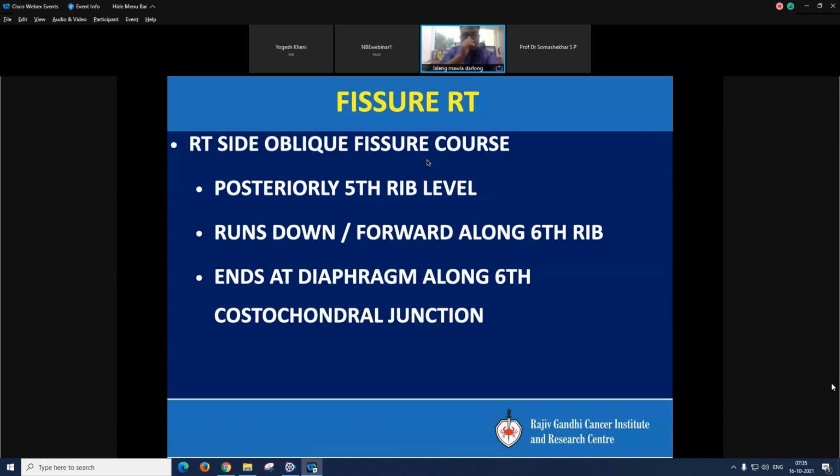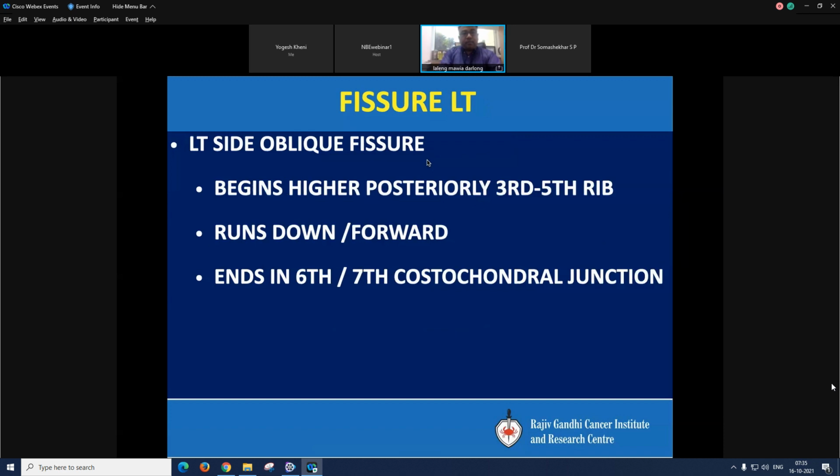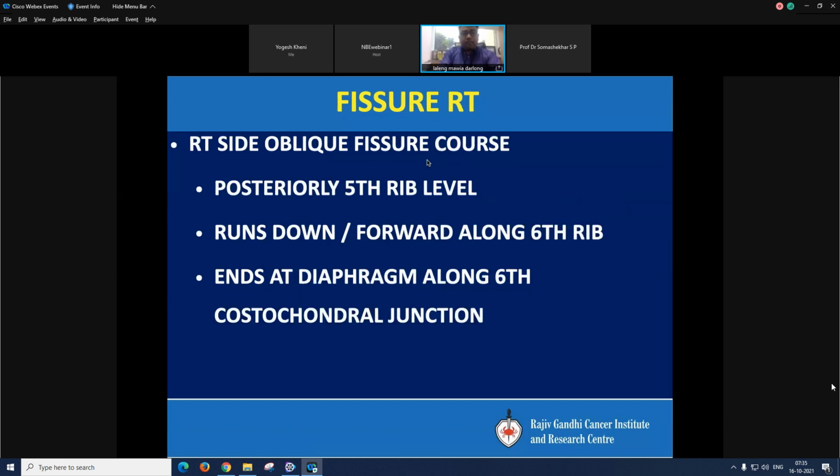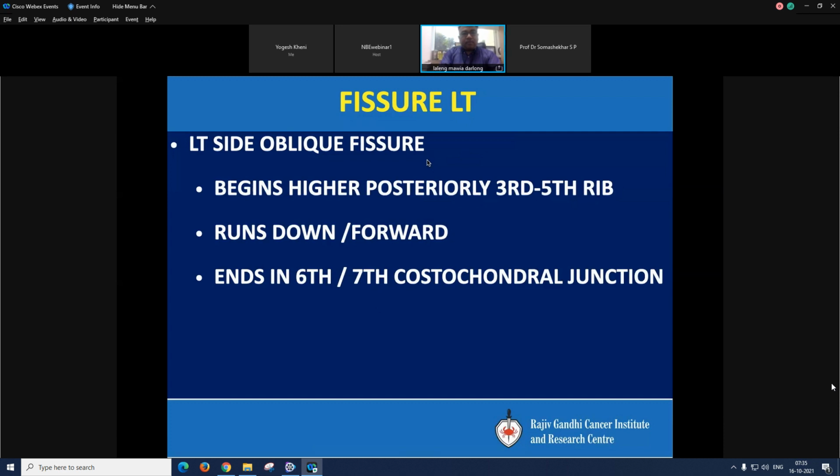So if you trace it posteriorly on the right side, it starts at the level of the fifth rib, which runs down forwards along the sixth rib and ends in the diaphragm along the sixth costochondral junction. So it's basically an oblique line. And the same way on the left side, we got the oblique fissure. It begins much higher posteriorly along the third and fifth rib. It again runs down forwards and ends in the sixth or seventh costochondral junction. On the left side, we got the heart.